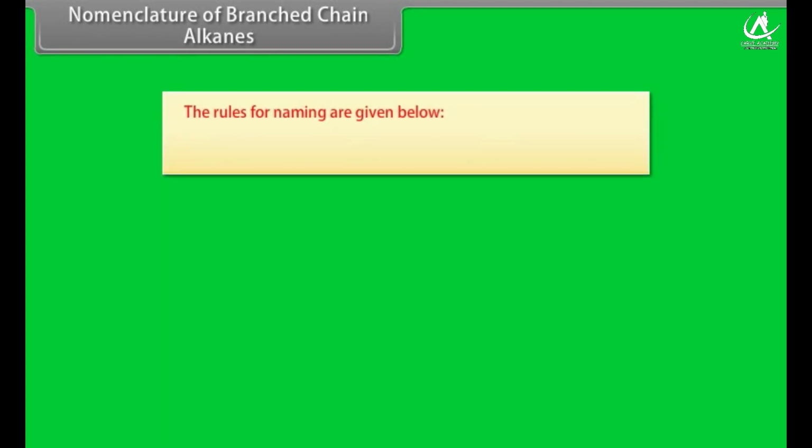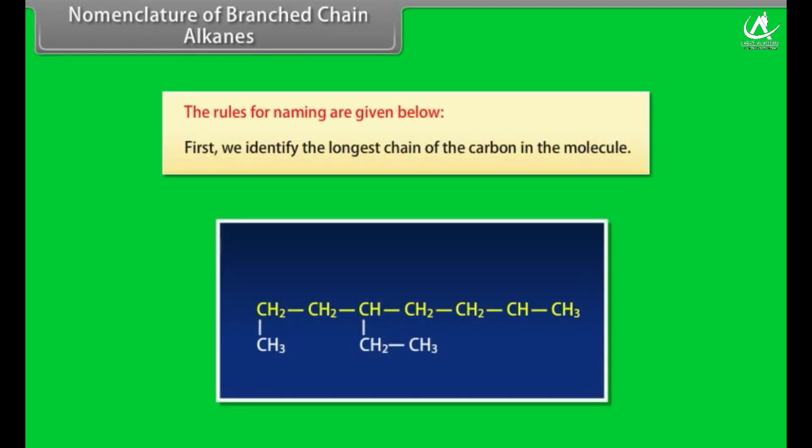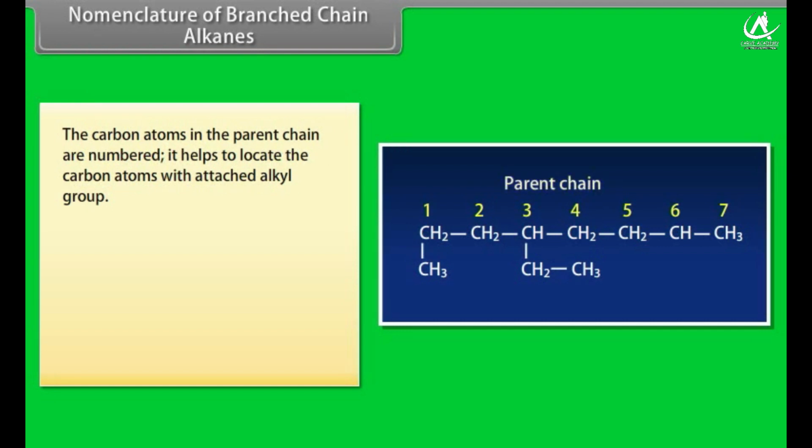Nomenclature of branched chain alkanes. The rules for naming are given below. First, we identify the longest chain of carbon in the molecule. The carbon atoms in the parent chain are numbered. It helps to locate the carbon atoms with the attached alkyl group.